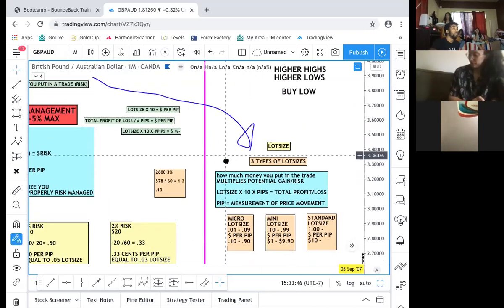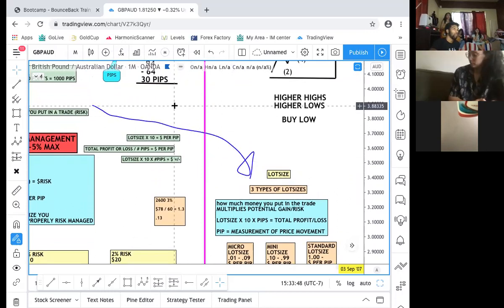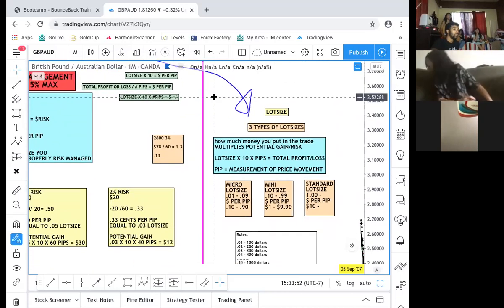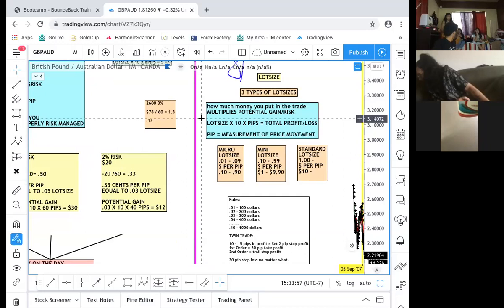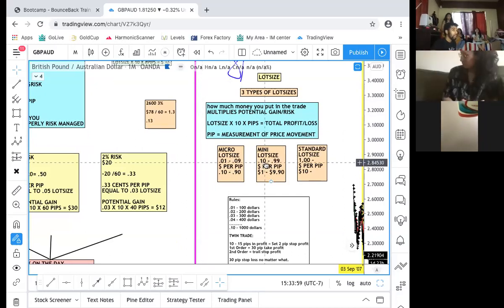So if we use a 0.10 lot size on this trade and we caught 30 pips, how much money would we have caught, family?